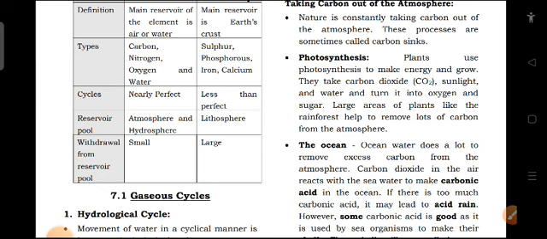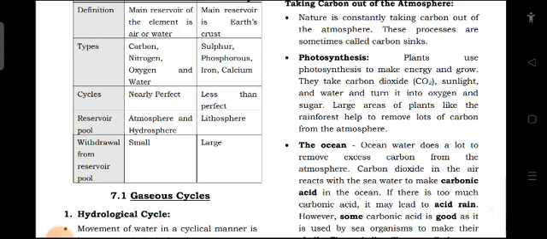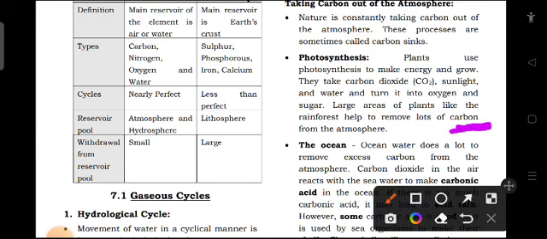So what happens during photosynthesis? Plants need energy to prepare their food and also to grow. So they take the carbon dioxide, sunlight, water, all these things, and it will convert into oxygen and food. This is how large areas of plants like the rainforest help to remove a lot of carbon dioxide from the atmosphere in the form of CO2. So photosynthesis helps in removing or taking out the carbon from the atmosphere.